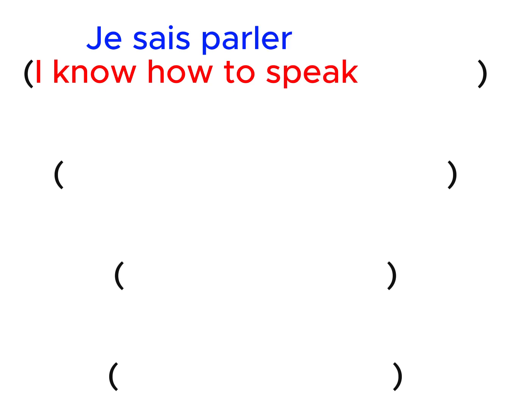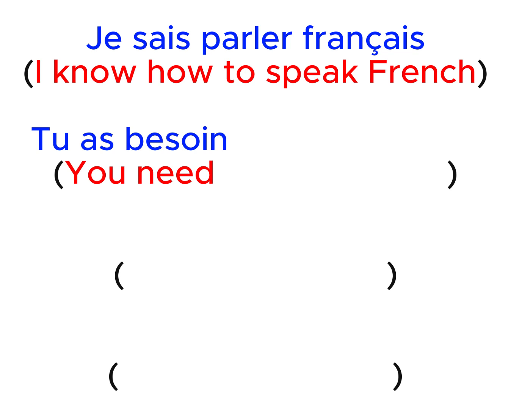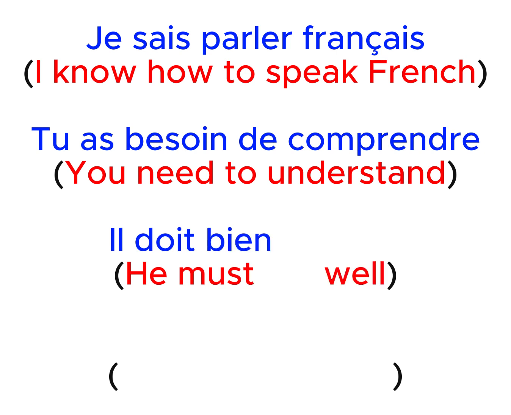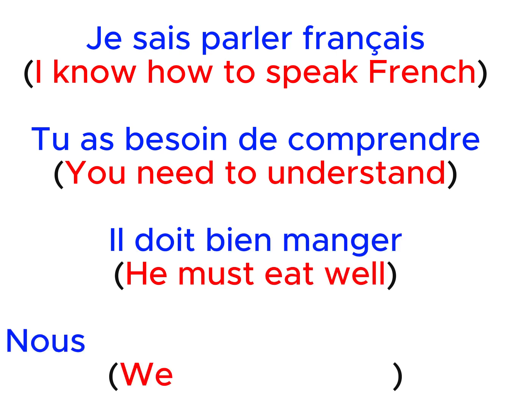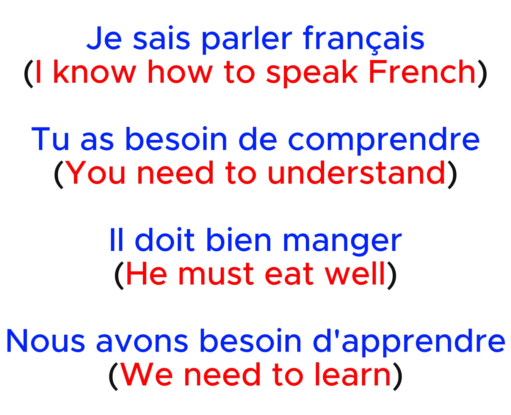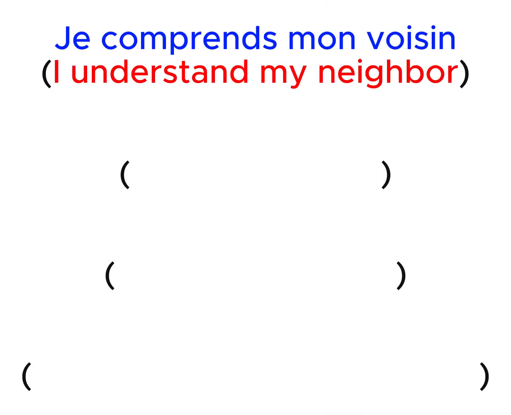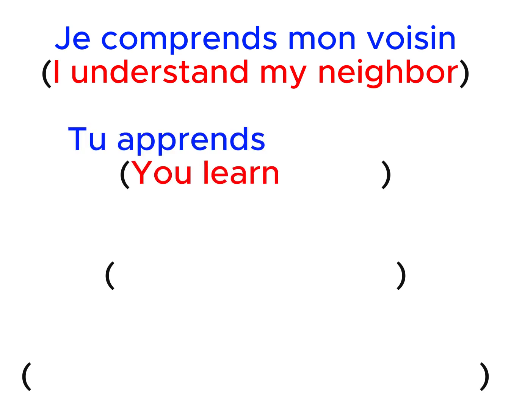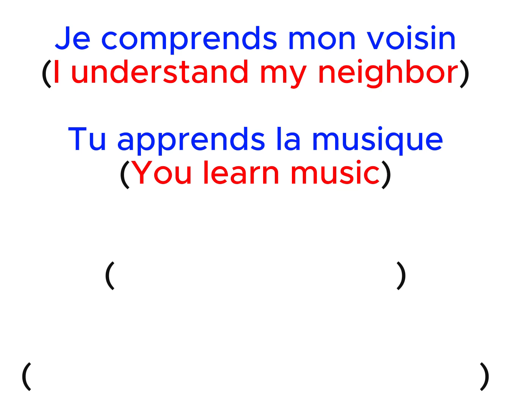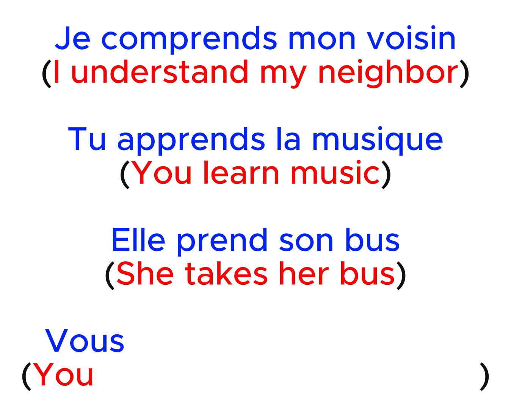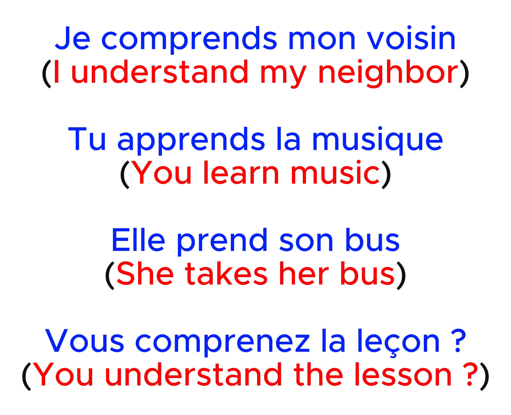Now, for group number 1, here are some practical example sentences. Je sais parler français. Tu as besoin de comprendre. Il doit bien manger. Nous avons besoin d'apprendre. Now, for group number 2. Je comprends mon voisin. Tu apprends la musique. Elle prend son bus. Vous comprenez la leçon?